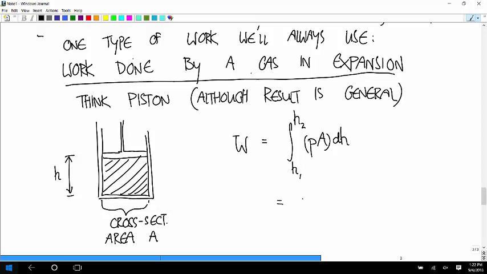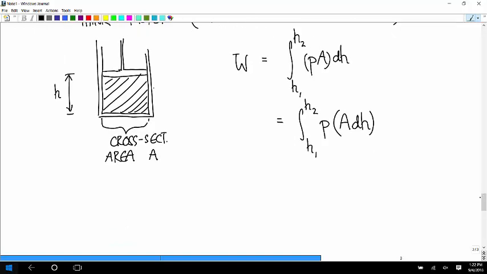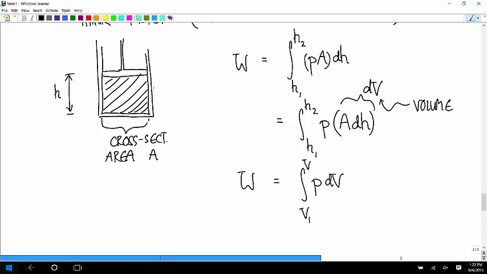And you can rearrange this. So H1 to H2 is equal to P times A dH. And A dH is just an increment in the volume. And so the work is equal to the integral of the pressure times dV as you go from volume 1 to volume 2. Okay, so that's going to apply in every problem we do in this class.